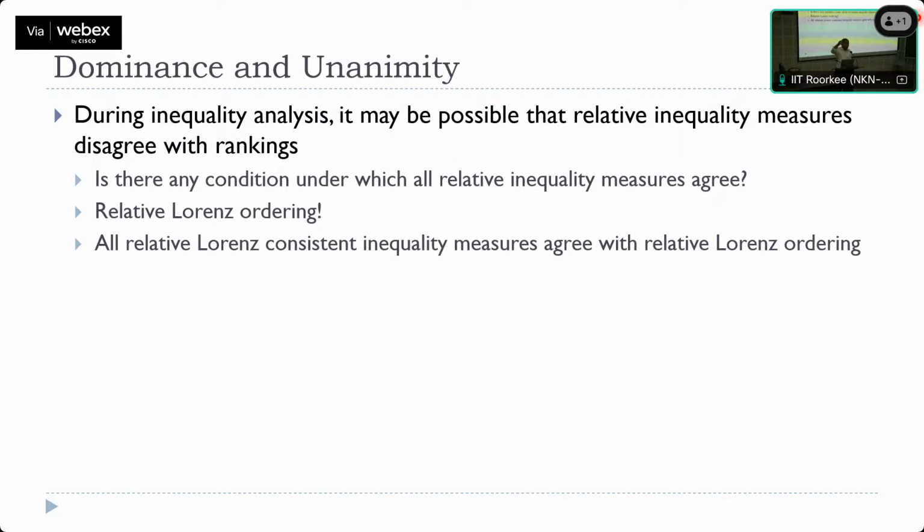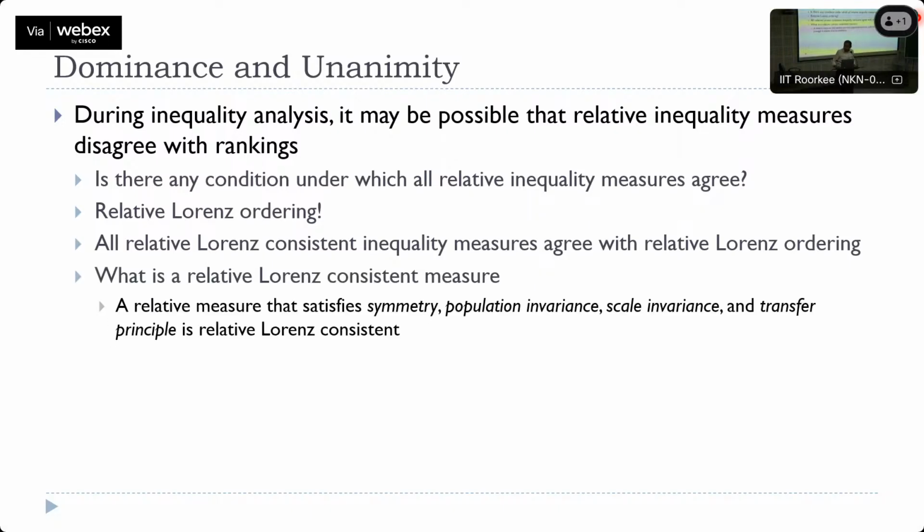So if one Lorentz curve is above or inside another Lorentz curve, then all relative inequality measures will agree with you. You do not have to check. So the first thing as a researcher, plot your Lorentz curves. See if one is inside the other. If one is inside the other, you don't have to choose an inequality measure. Any inequality measure would do. If they intersect, it's a different ballgame. You have to use particular measures.